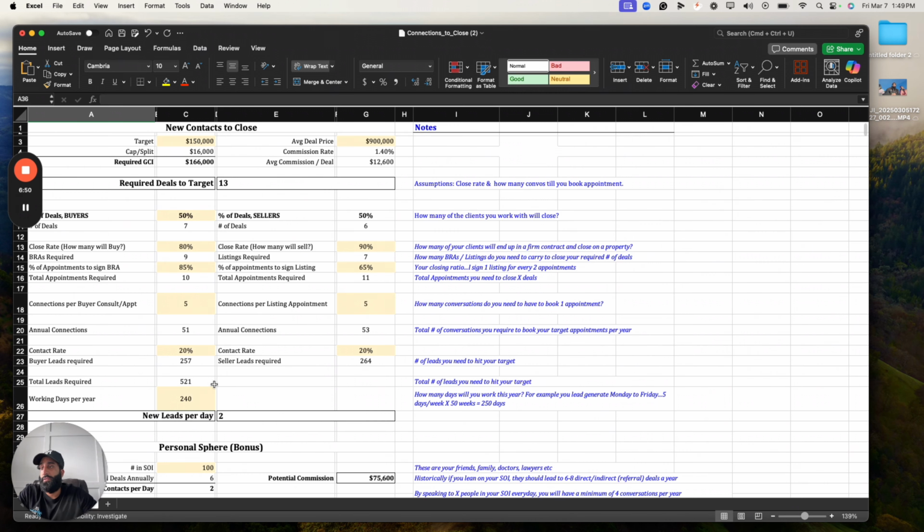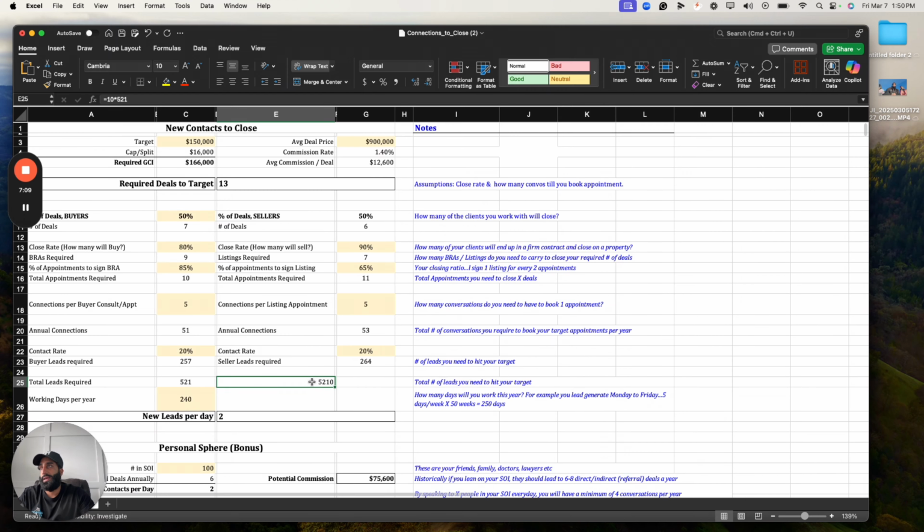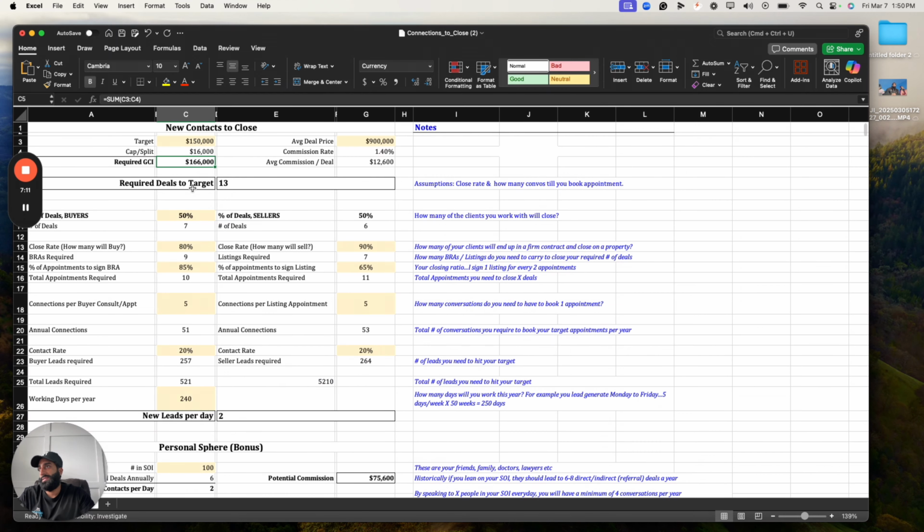Now, if we wanted to further break it down and figure out how much money this would cost at an average cost of, let's say, $10 a lead, $10 times 521, that equals about $5,200. So imagine if you could spend $5,200 and you can make 166,000, 150K net. That's on average what our clients are doing with us.